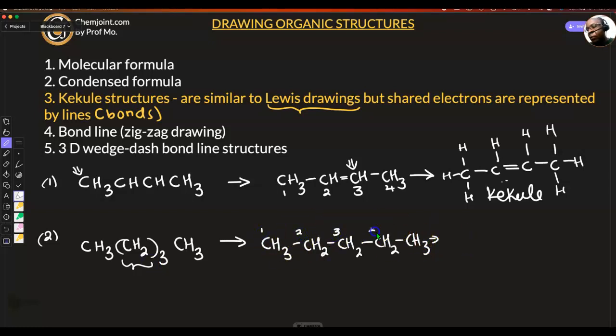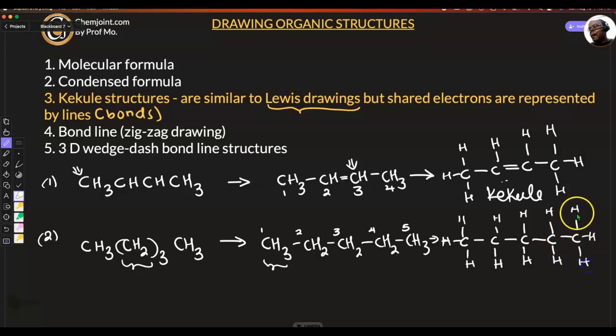Remember to count the carbons in the longest chain. I'll translate that to open carbon chains. So maybe I have 5 of them. So I'll go. Carbon number 1 has 3 hydrogens. You see them there. Then the second carbon has 2 hydrogens. You see it there. So is the second CH2, which is the 3rd carbon, also the 4th carbon, and so on for the CH3 at the end. So again, this will be the Kekule structure for that.